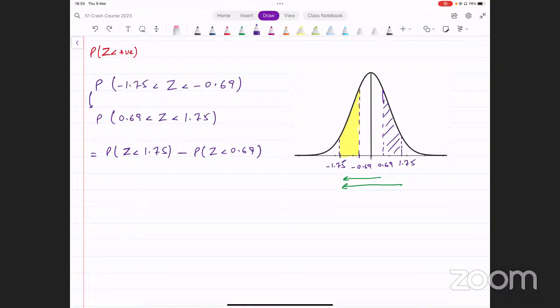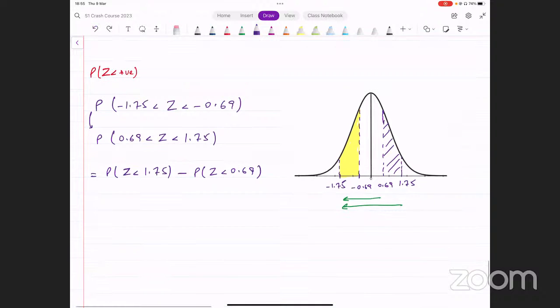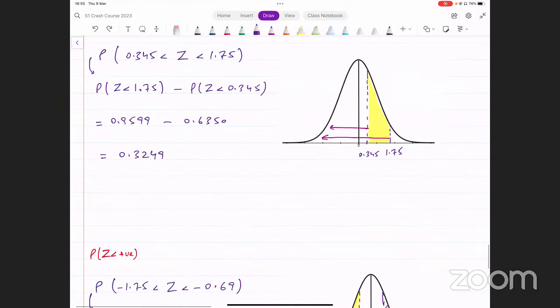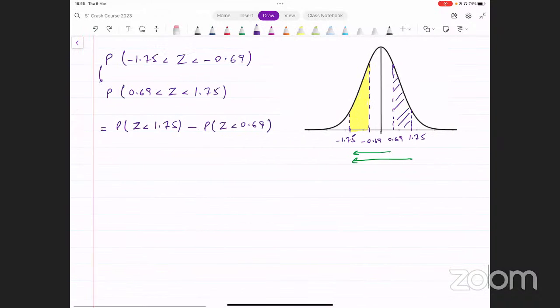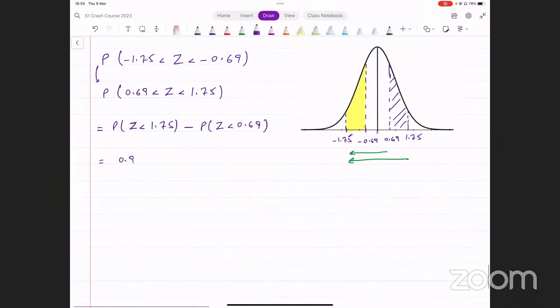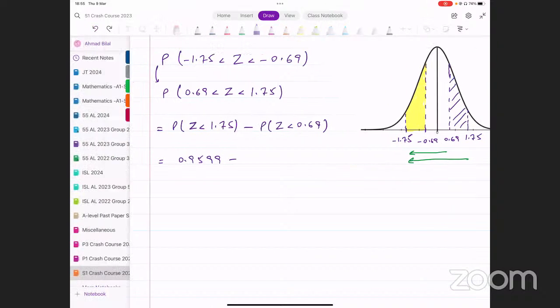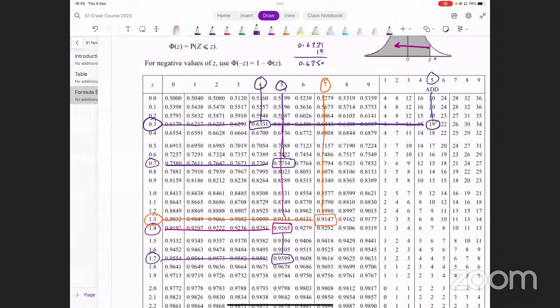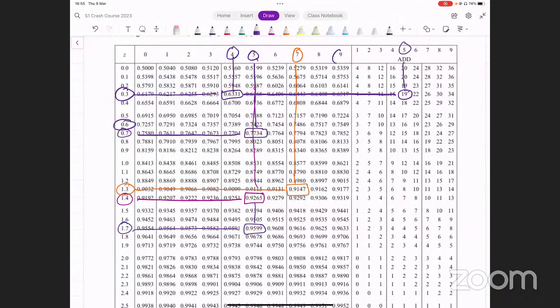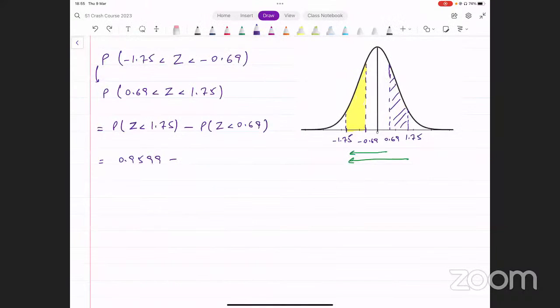Okay. 1.75, we already found in the previous example as well. That gave us 0.9599. We can write that here. 0.9599. What about 0.69? Let's go to the table and find this value. 0.69, so that's 0.6 here and 9 here. That would give us 0.7459. Let's write that here. 0.7459. Subtract the two and you get the result.